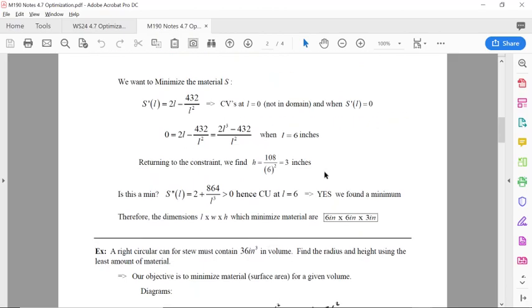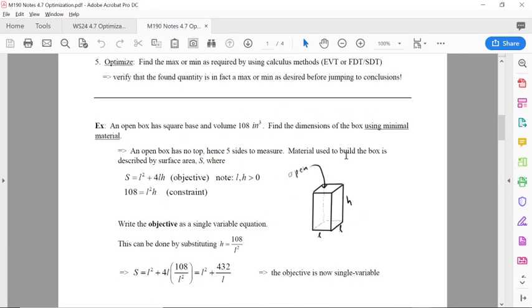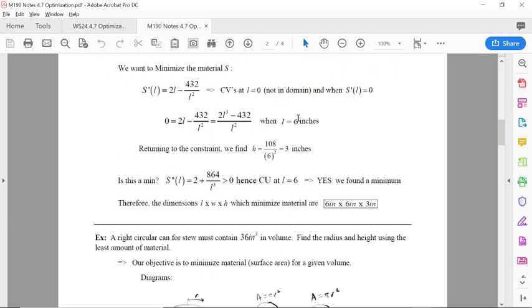So the picture is not to scale. The height of our box would in fact be half of the length of the base. So the length and the width, which are equal to each other, would be twice as long as the height is. So it's not as tall of a box. And those dimensions, 6 by 6 by 3 inches, would minimize the amount of material required to produce this box. That doesn't always guarantee it's going to give us the minimal cost.